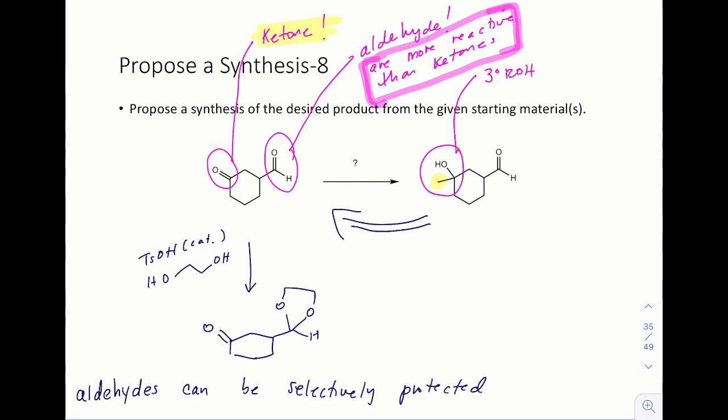But as we learned in the previous unit, because aldehydes are more reactive than ketones, they can be selectively protected as acetals. From this acetal intermediate, we can add that one carbon nucleophile to generate, after workup, the tertiary alcohol that is found in the product.